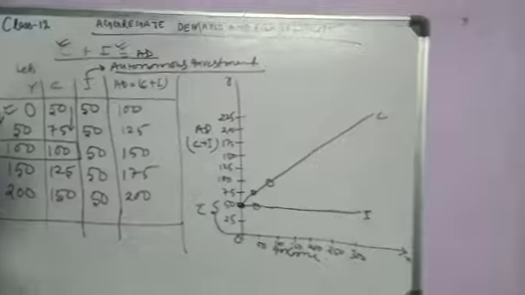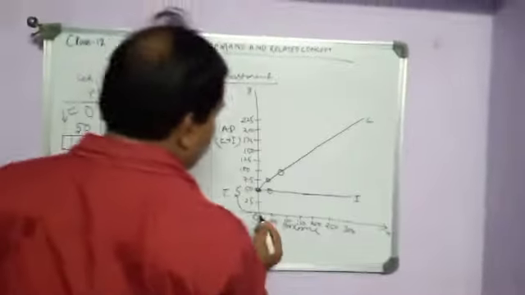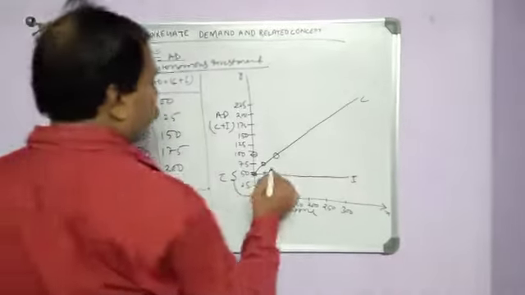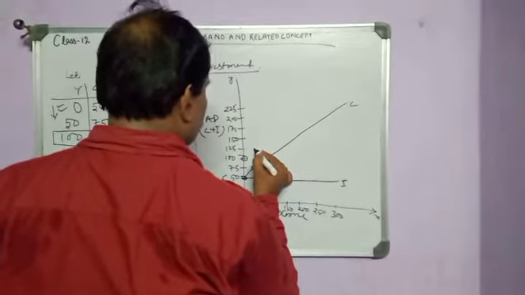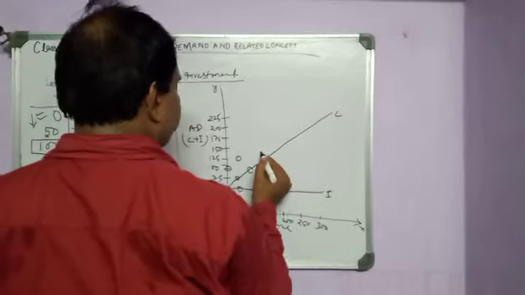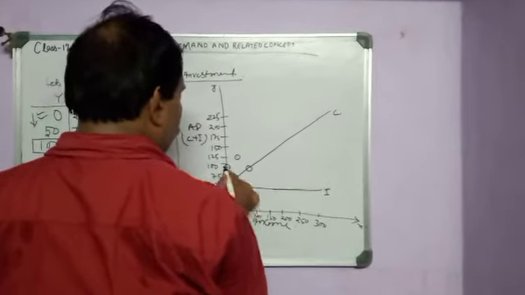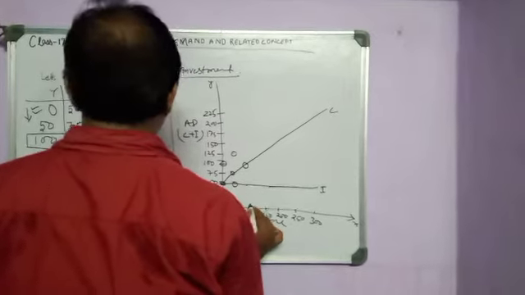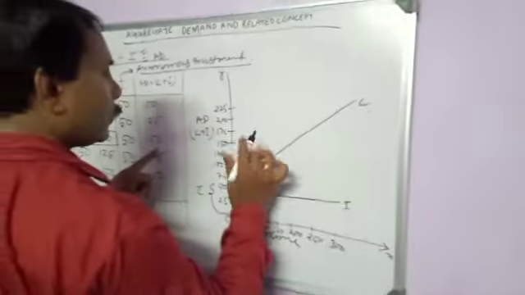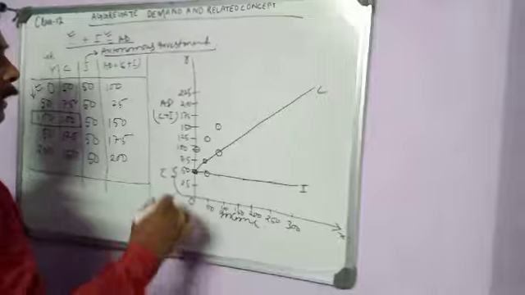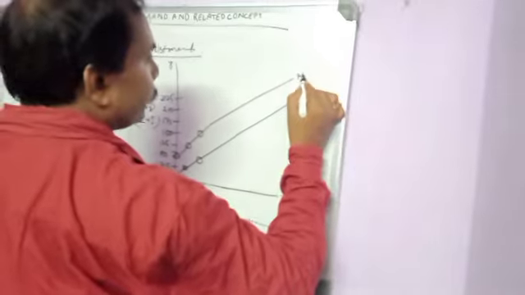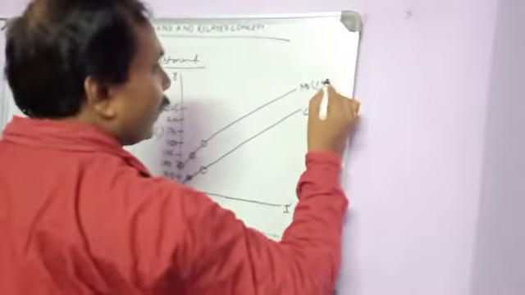Now come to the AD, that is the combination of C plus I. When income is equal to 0, our AD is 100. When income is 50, it is 125. When income is 100, it is 150. Like that AD is also continuously rising. AD, that is C plus I.